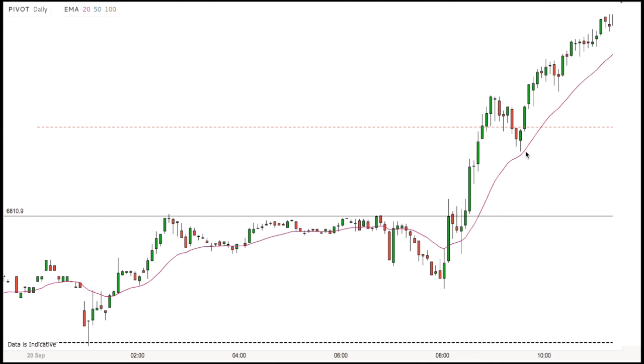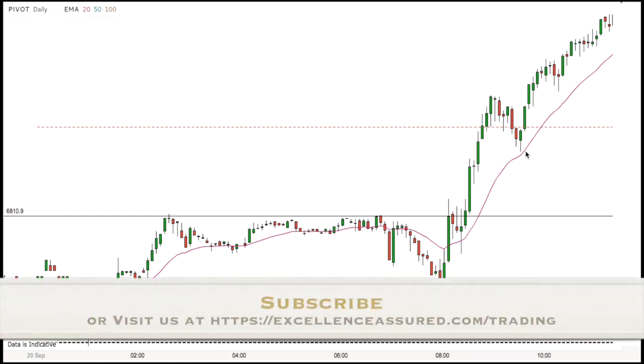So 3 superb trading opportunities in the first couple of hours of trading on the FTSE. First one was a trading range trade, second one was a breakout trade, and the third one was a pullback reversal trade. So I hope you found all of that useful.